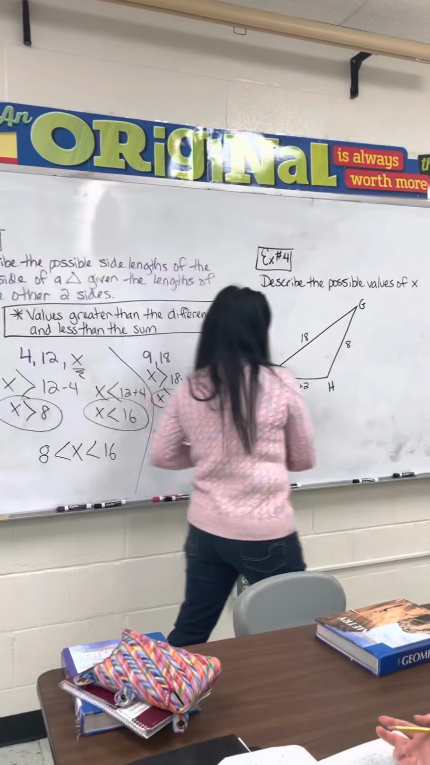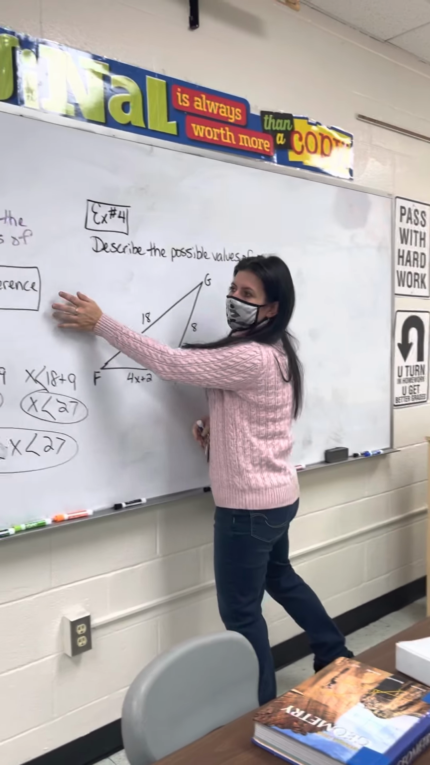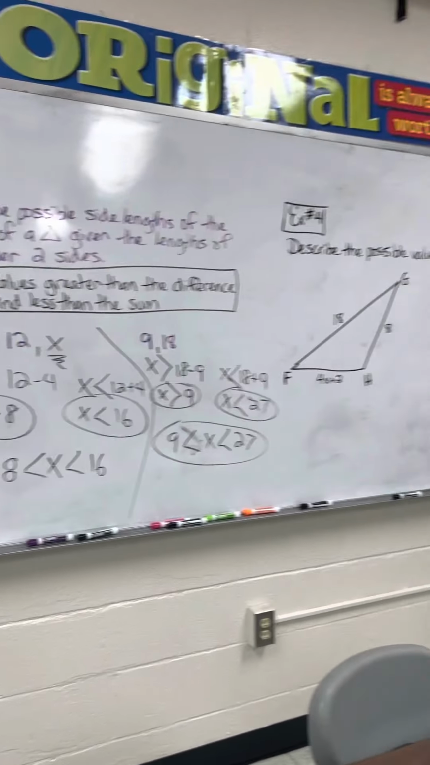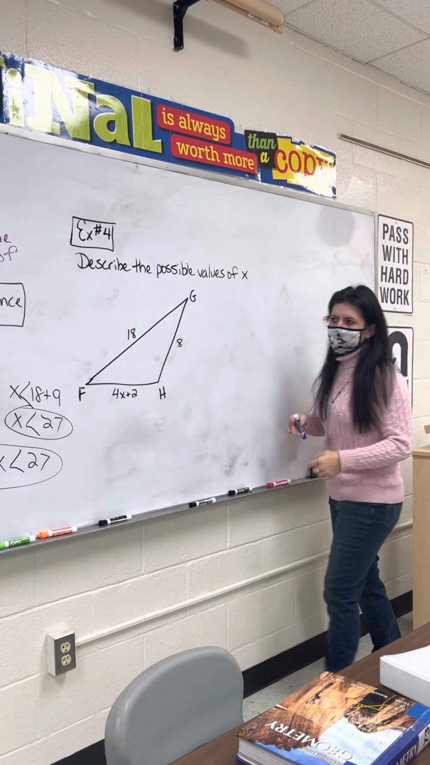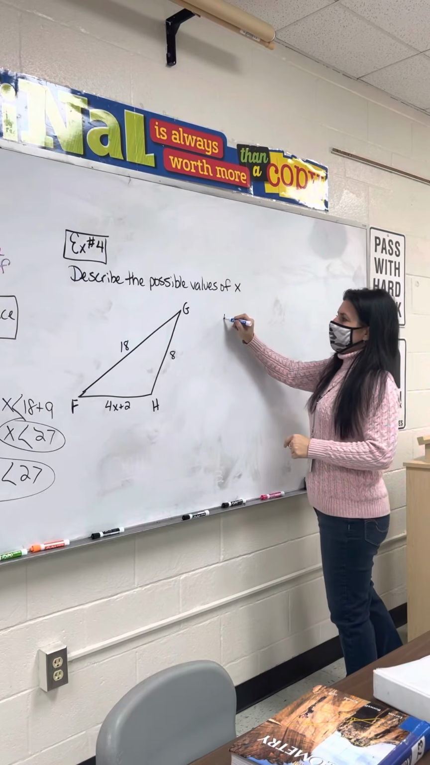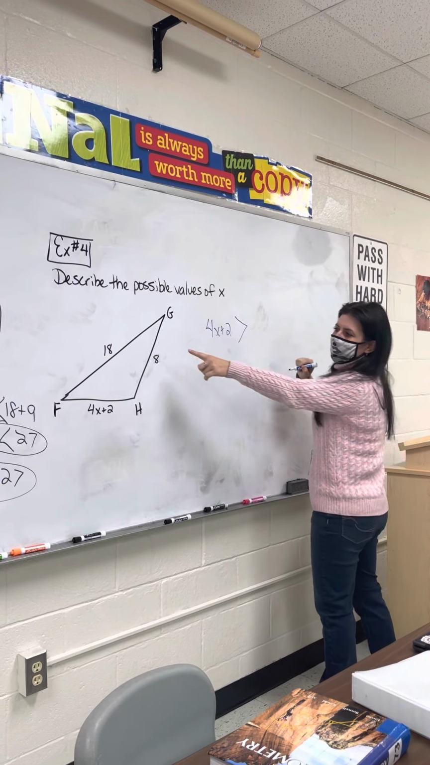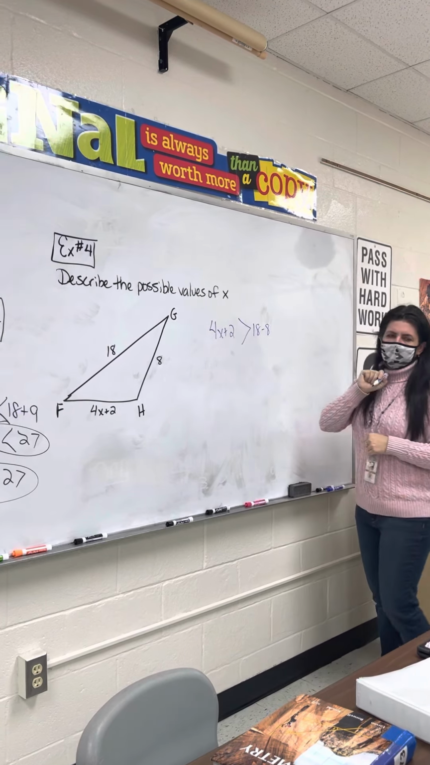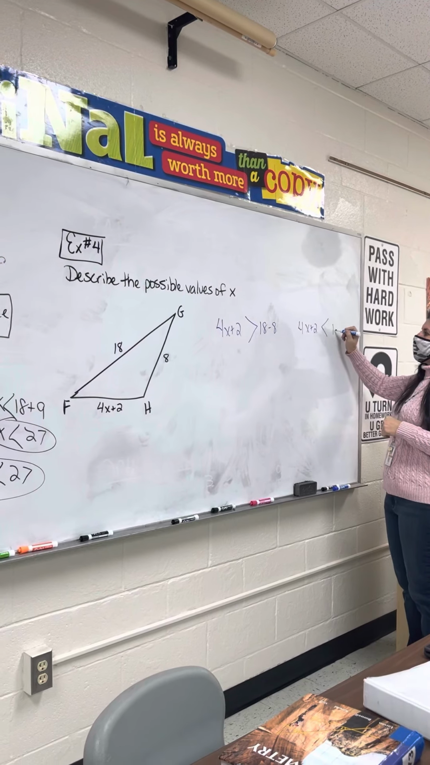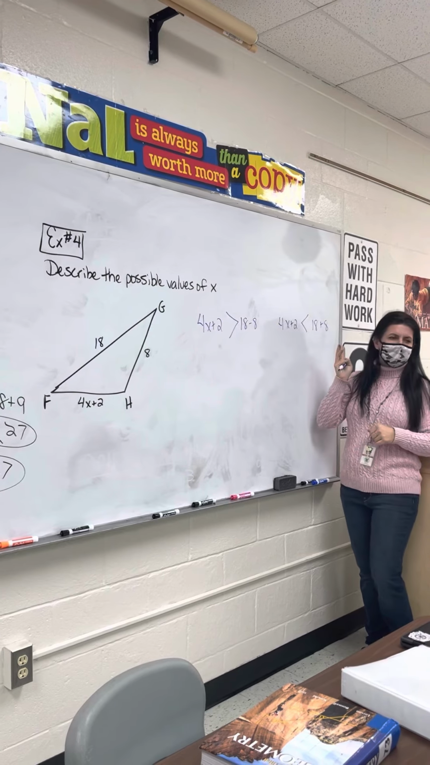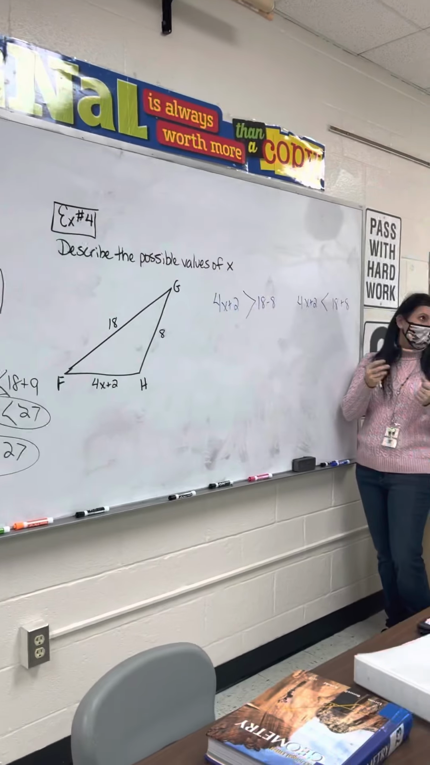One more example. It says, describe the possible values of x. We're still using this idea, greater than the difference, less than the sum. What we need to concentrate on is this side, so we're going to use this side as our unknown. So we're going to say 4x plus 2 has to be greater than the difference, 18 minus 8, and 4x plus 2 has to be less than the sum. I'm setting them up very similar to what's over there. The only difference is I have to simplify, or solve, on this side.